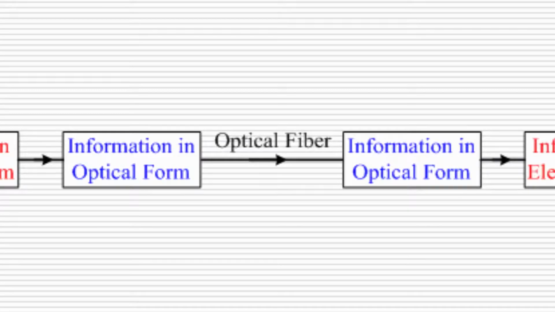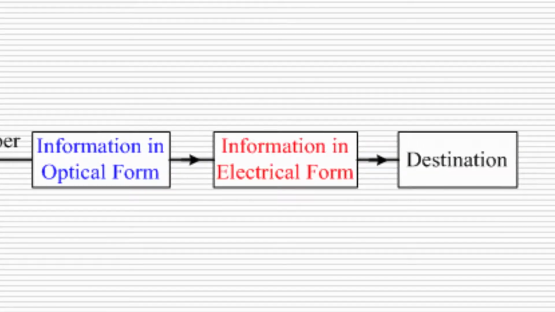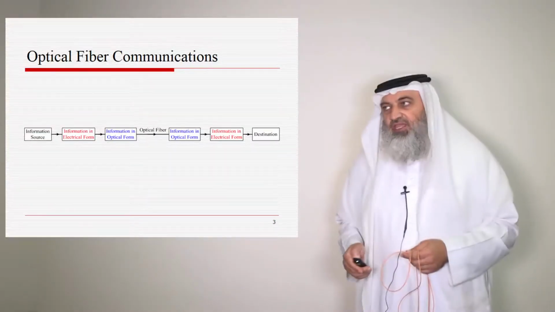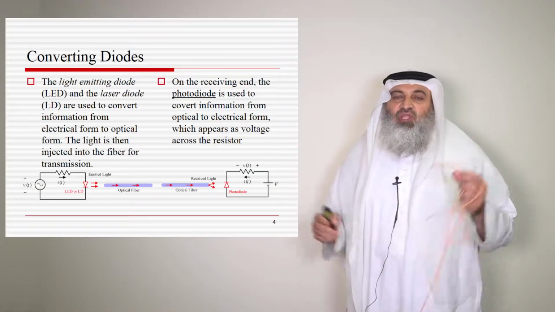On the other side, we take it back from light into current, and then from current into the original type of the message. And this is what you see in this block diagram of a communication system using optical fiber as its communication link. Now, what are those devices?